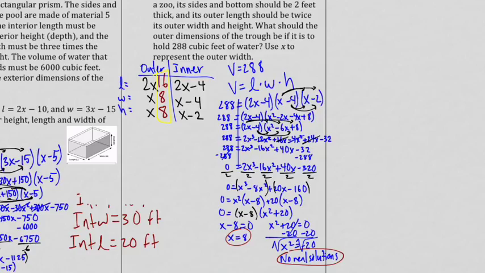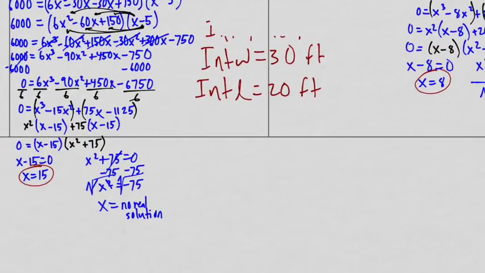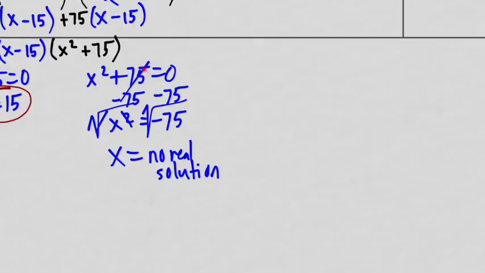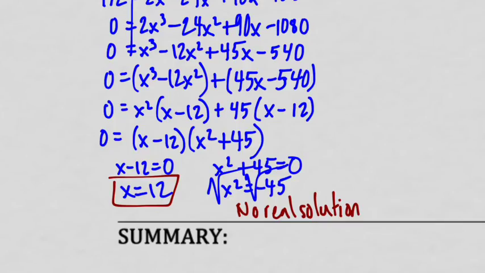That's the same thing that happened in my problem over here, right? Both of them. x squared plus 20, no real solution. x squared plus, what was the other one over here? 75, no real solution, right? It just does not work because of that plus. When you move it over, it's going to turn negative, and then you have to try to take the radical, and it doesn't work. Okay, so the only solution is x equals 12.